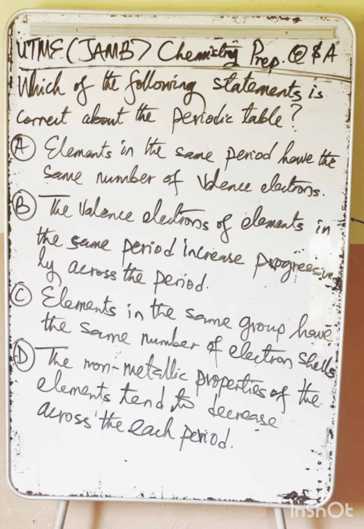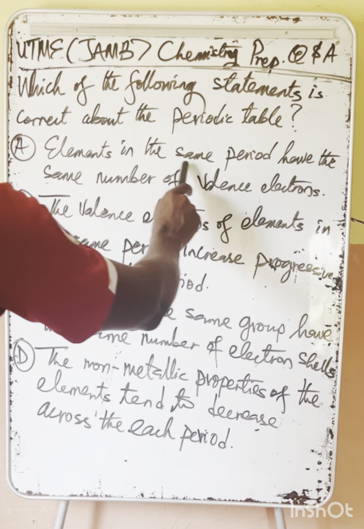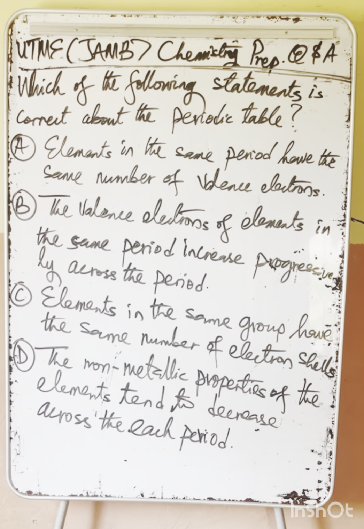A. Elements in the same period have the same number of valence electrons. That's a big lie. When we talk about same period, we're talking about having the same number of what? Electron shells, or simply the same number of shells, okay?